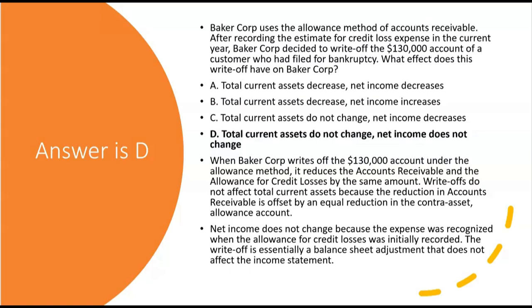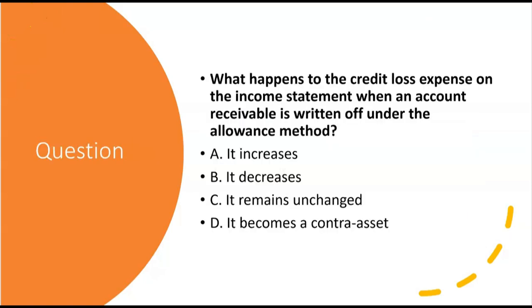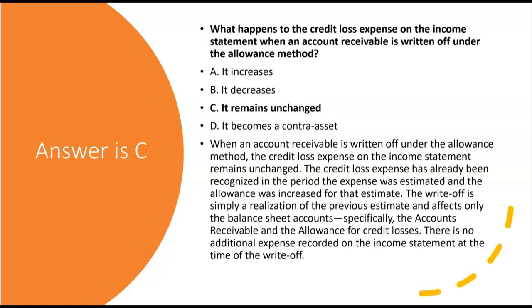Net income does not change because the expense is not recognized now. It was recognized when the allowance for credit losses was initially recorded. The write-off is essentially a balance sheet adjustment. The write-off does not affect the income statement. What about this? What happens to the credit loss expense on the income statement when an account receivable is written off under the allowance method? Does the credit loss expense increase? No. Does it decrease? No. It remains unchanged. Letter C is correct.